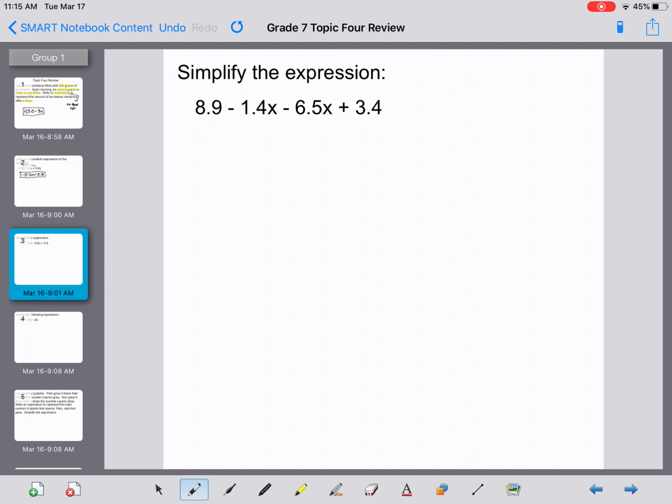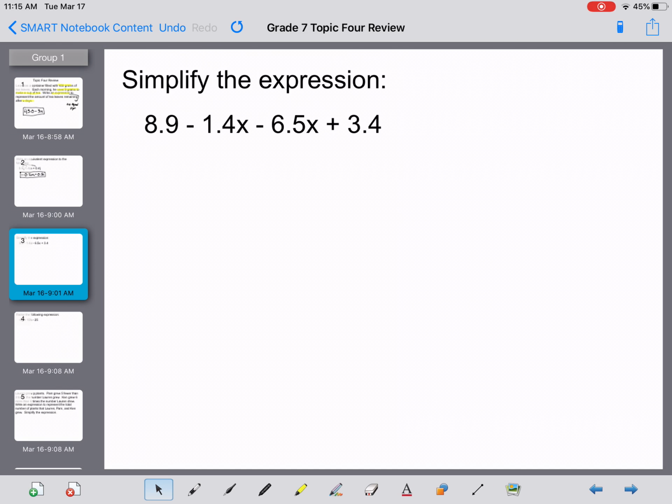Simplify the following expression: 8.9 minus 1.4x minus 6.5x plus 3.4. Take a second to copy down the question. When a problem says to simplify, that means I need to combine all my like terms. So I look at my problem for like terms. Like terms either have the same variable or no variable at all.